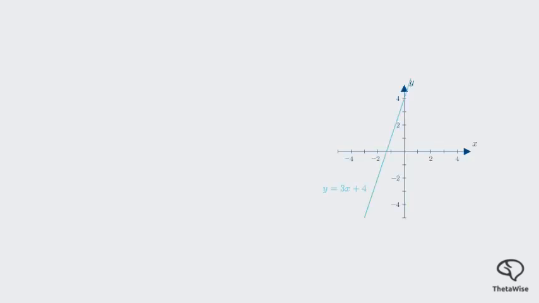The original line, y equals 3x plus 4, is shown. The dashed line is the reflection line, y equals x, and the red line is our inverse function, y equals 1/3 x minus 4/3. You can clearly see it's the mirror image of the original line. Let's move on to our next problem.